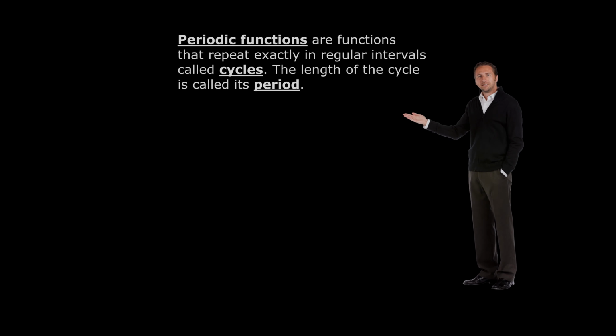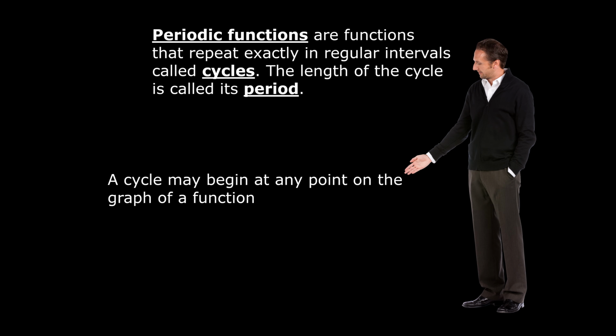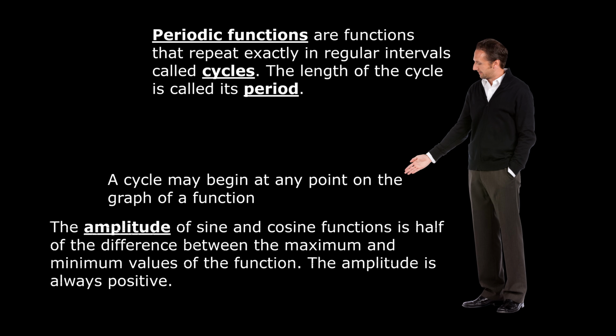Periodic functions are functions that repeat exactly in regular intervals called cycles. The length of the cycle is called the period. A cycle may begin at any point on the graph of a function. The amplitude of sine and cosine functions is half of the difference between the maximum and the minimum values of the function. The amplitude is always positive.